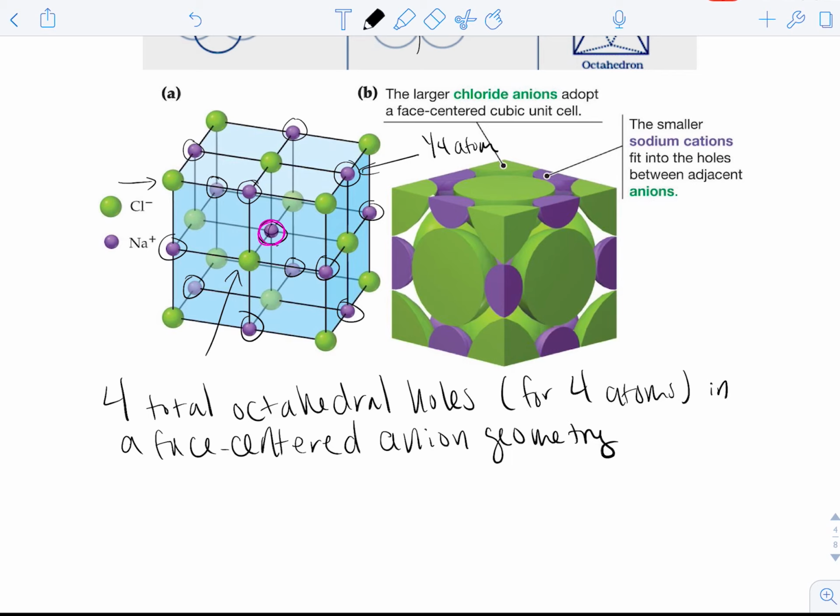Not all of them have to be filled, as a note. Sometimes you'll see that half of the octahedral holes are filled or something like that. If half the octahedral holes are filled, we only have 4 atoms within the unit cell.